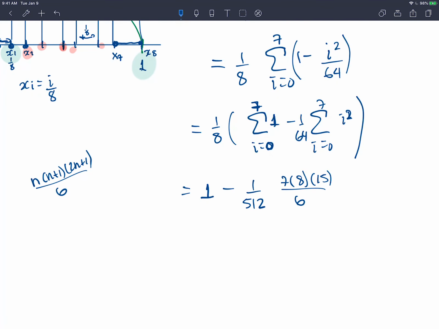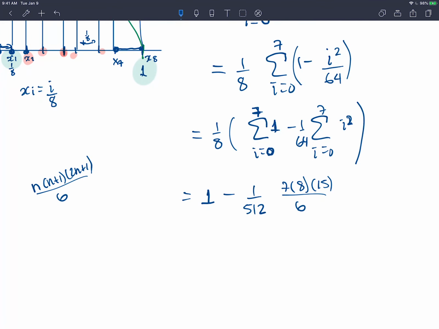So now what this becomes is, oh sorry, the 64 is outside. So if I do this carefully, it becomes 140, I believe. So it's 140 over 512. And this gives me 0.72656, I believe.